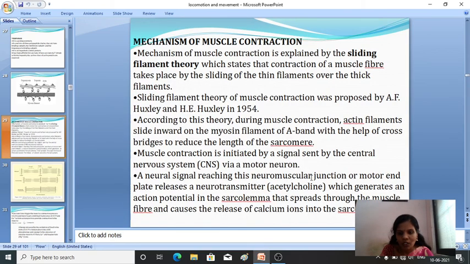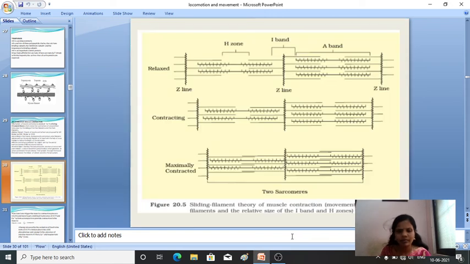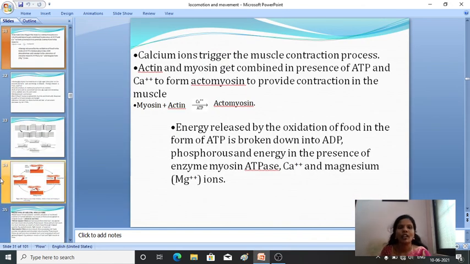Okay, so after crossing what happens here, generally these muscle fibers cause the release of calcium ions into the sarcolemma. The calcium ions will be released into the sarcolemma. Next, these calcium ions trigger the muscle contraction.